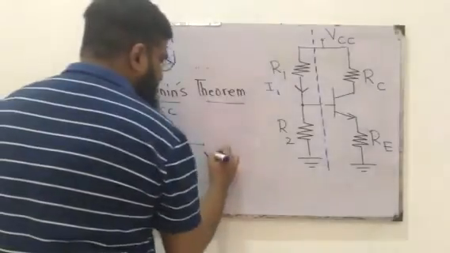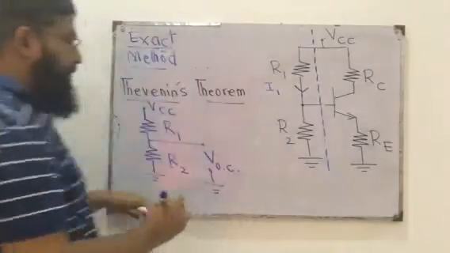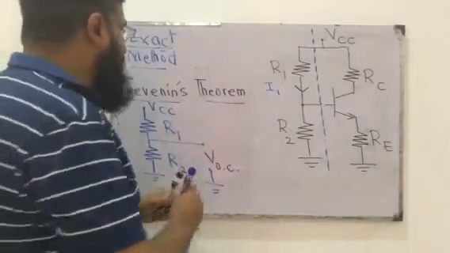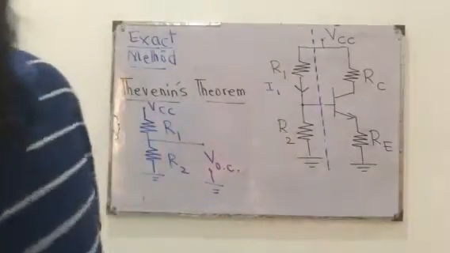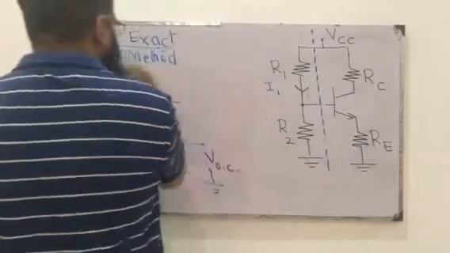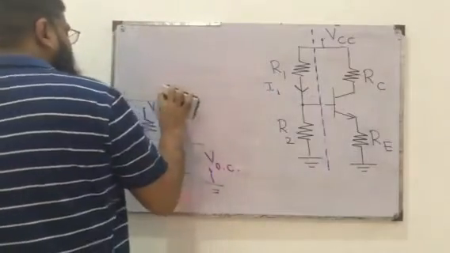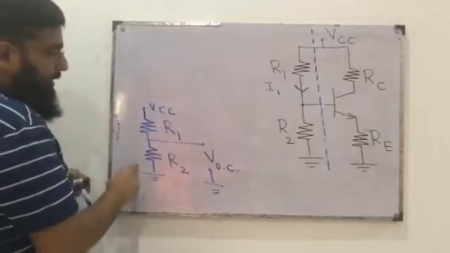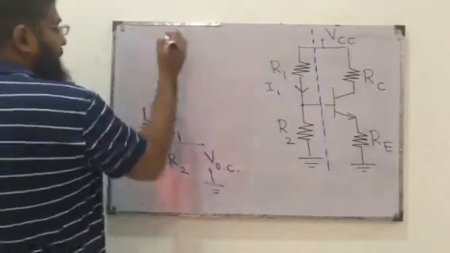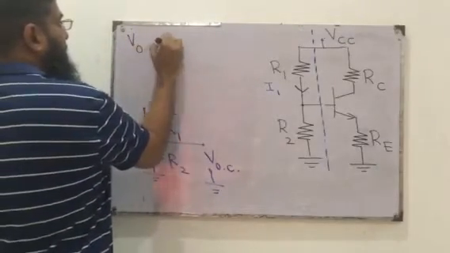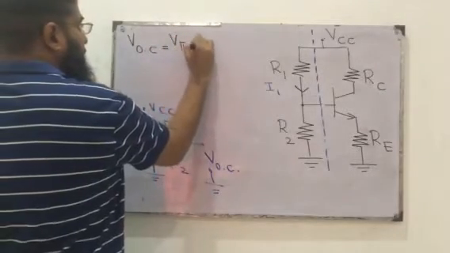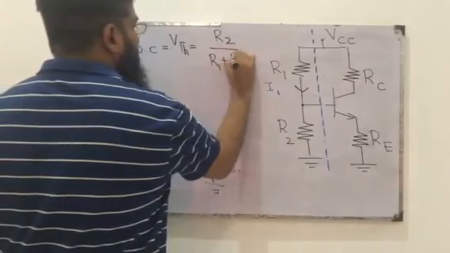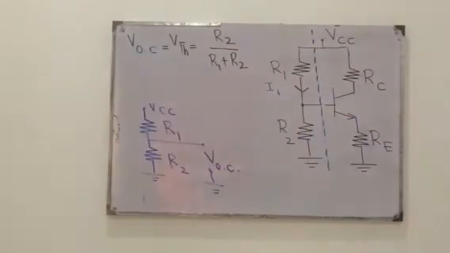For this, we compute VOC, the open circuit voltage. We also call this VOC as VThevenin. VThevenin can be computed since it's a voltage divider network. VThevenin or VOC is R2 over R1 plus R2, multiplied by VCC.